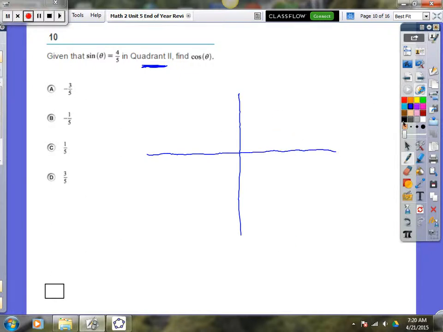You always start at 0, 0, and you put this piece right here. This is called your initial side. It's going to lay right on the x-axis in the positive direction. So if I wanted to ask you the tangent of 30 degrees.